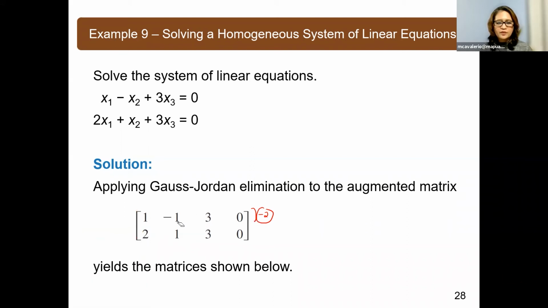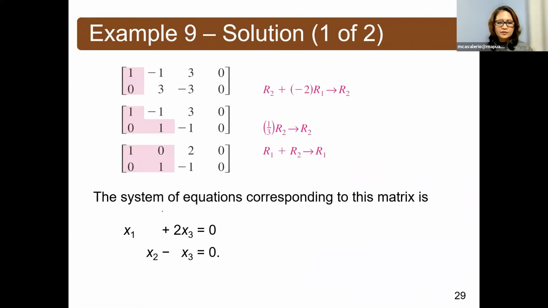So what happens if we multiply row 1 by -2? Row 2 becomes, so -2 plus 2, this becomes 0. -2 times -1 is +2, 2 plus 1 becomes 3. 3 times -2 is -6 plus 3, this becomes -3 and 0. So we will have the new matrix, which is 1, -1, 3, 0, and 0, 3, -3, and 0.